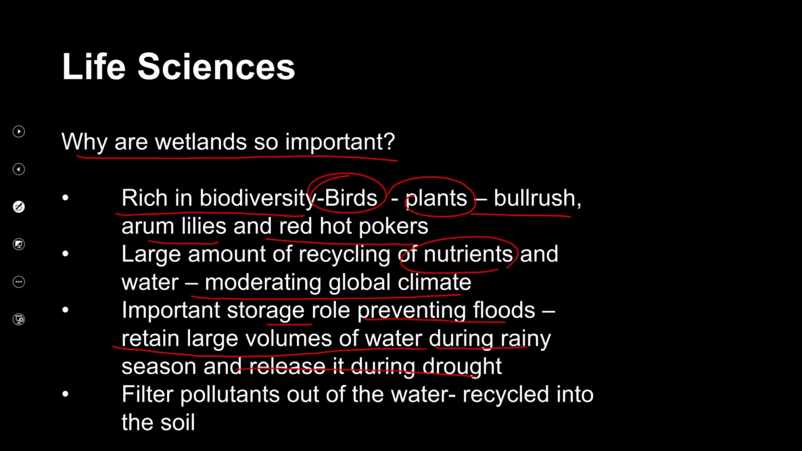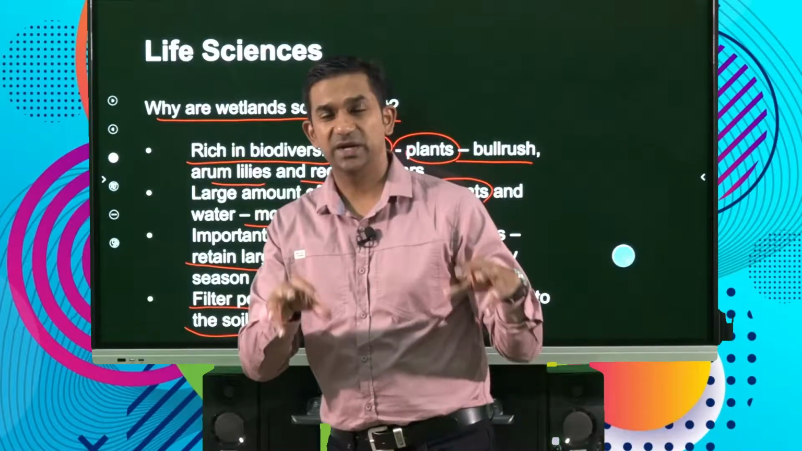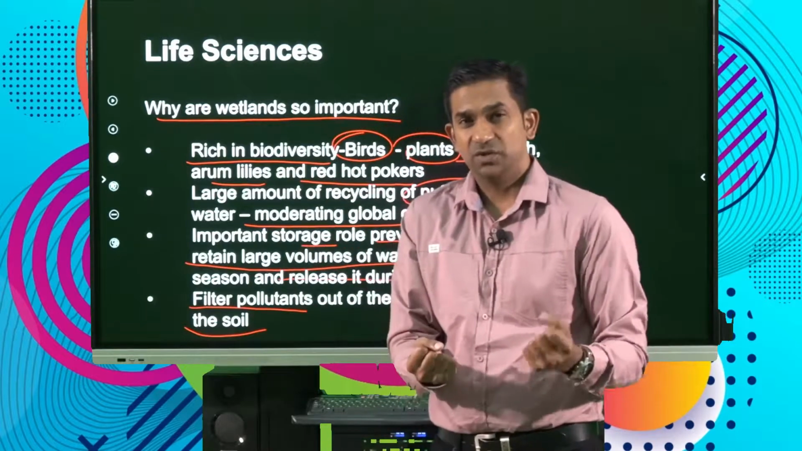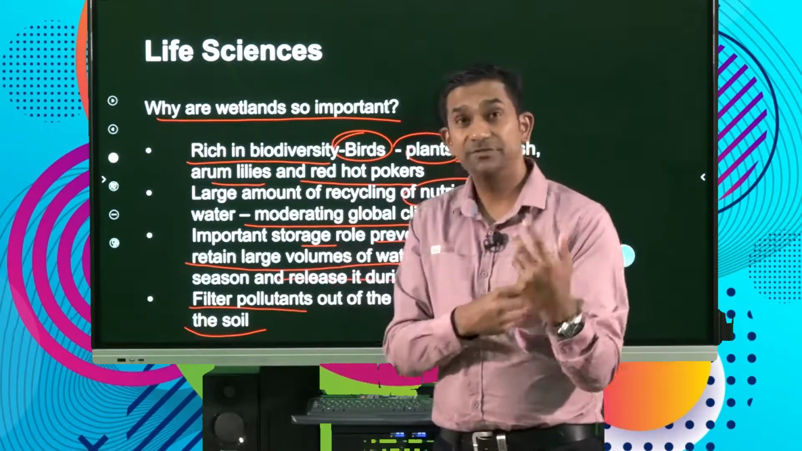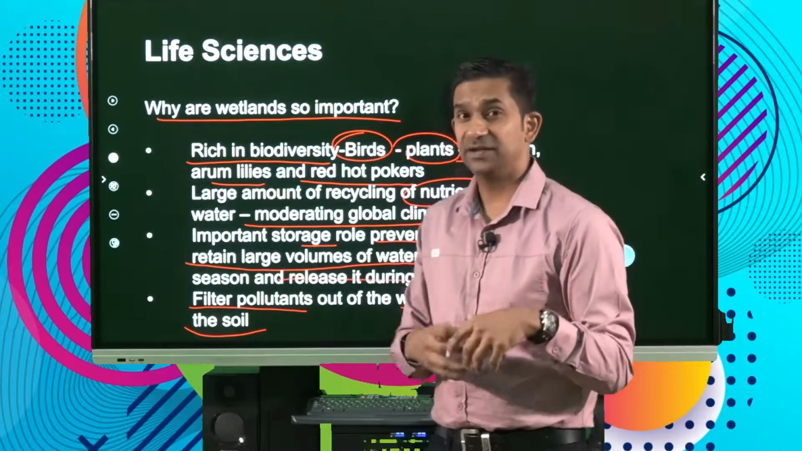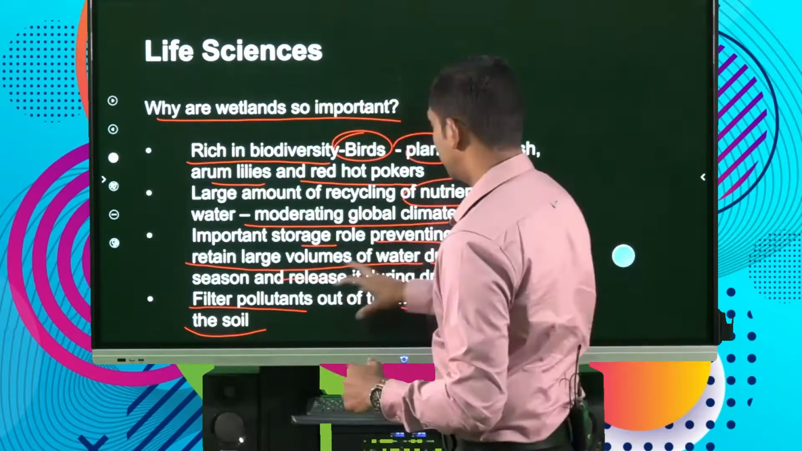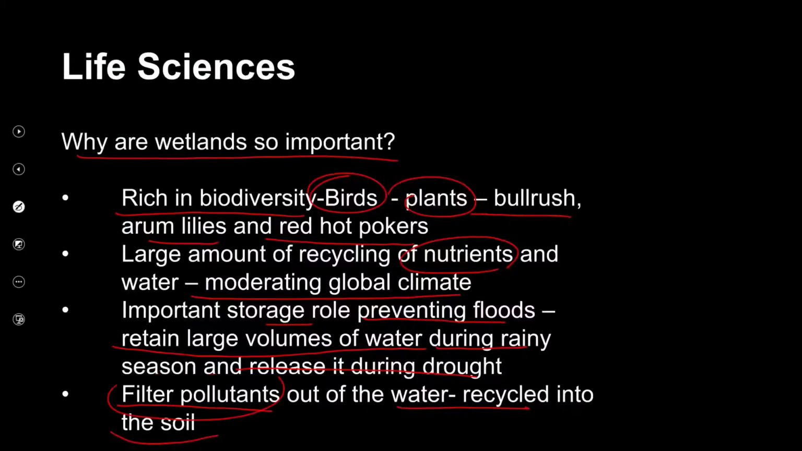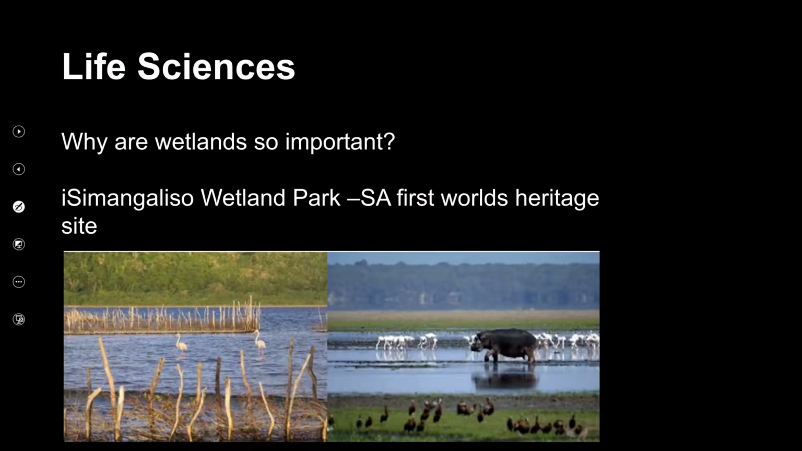Okay? They also play an important role in filtering pollutants out of the water and recycling them in the soil. As they collect the runoff water, these wetlands soak the water into the soil and help filter some of the pollutants. Some of the pollutants are degraded in that process and return back to normal. And so they form an important area in terms of filtering pollutants.